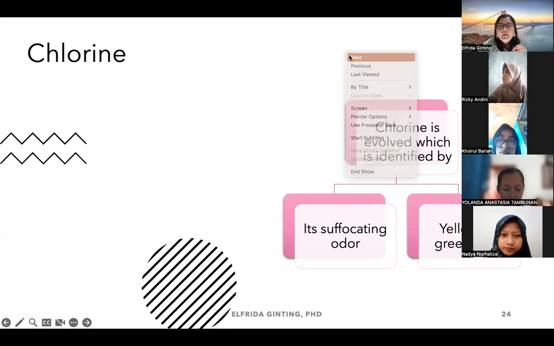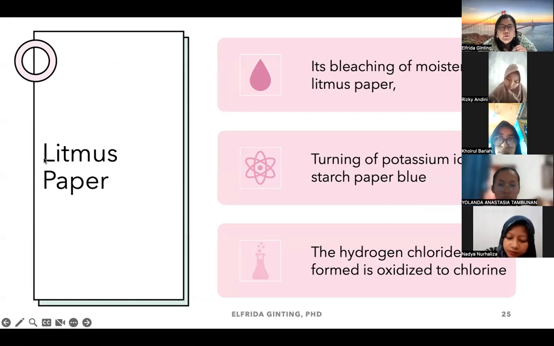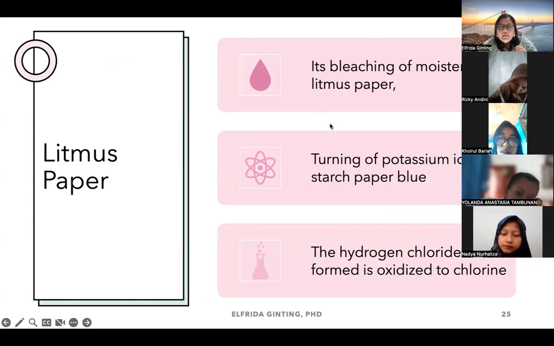Okay. Next, if you use litmus paper, you mix it with chlorine, and then it will change into blue color, and the hydrogen chloride will be oxidized to chlorine.